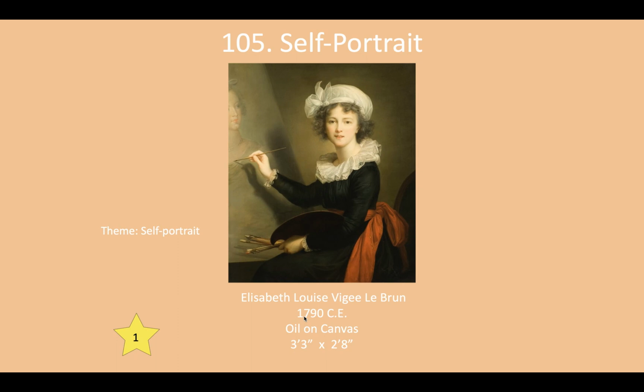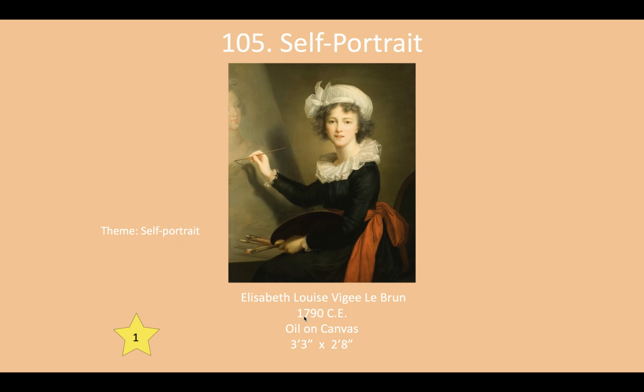Louis the XVI was married to Marie Antoinette. She was a princess who married into the French nobility and married the Prince of France. And so when the prince became the king, she became queen. And they spent a lot of money.